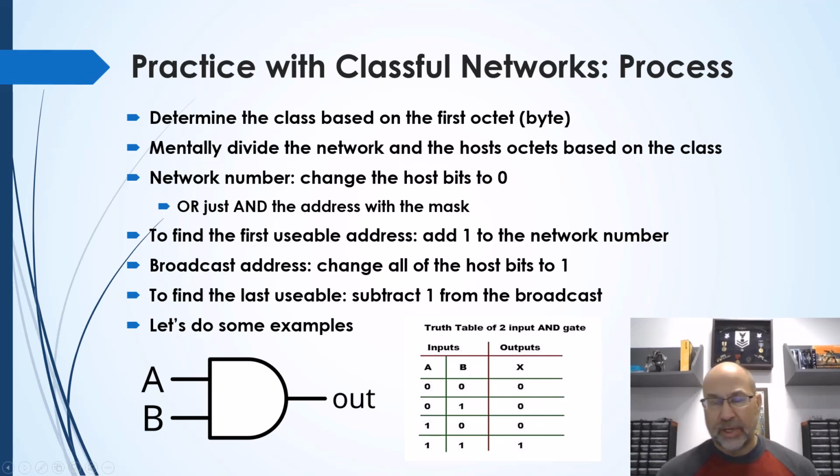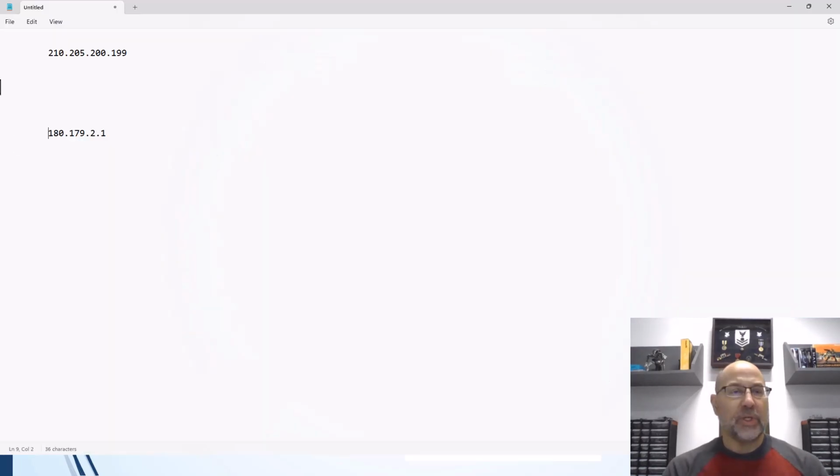There are 2 important things to remember with an AND. Anything ANDed with a 0 gives me a 0. The only time I get a 1 out of an AND gate is if I have 2 1s on the input. So A and B both have to be 1s, and then I get a 1 on the output. Otherwise, I always get a 0. Okay, let's do some examples. So we're going to start with this.